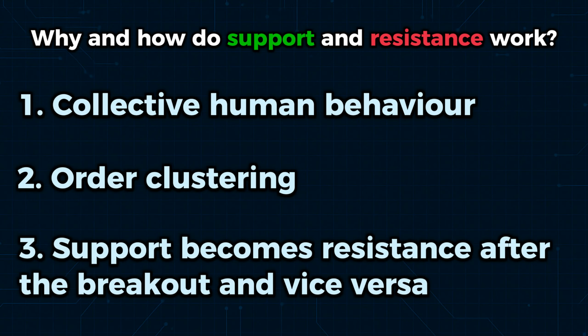Let's briefly summarize. Support and resistance are key price levels in financial markets, where buying or selling pressure tends to dominate, influencing price direction. These levels are formed based on collective trader behavior, expectations, and psychological tendencies. They are reinforced by order clustering. Also, support and resistance can switch roles after a breakout, a phenomenon known as the change of polarity.